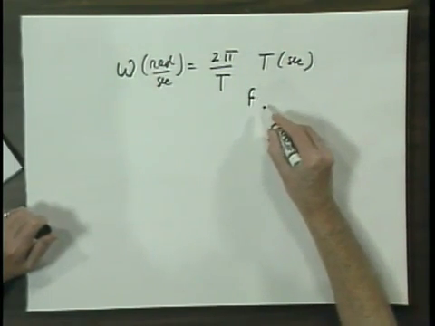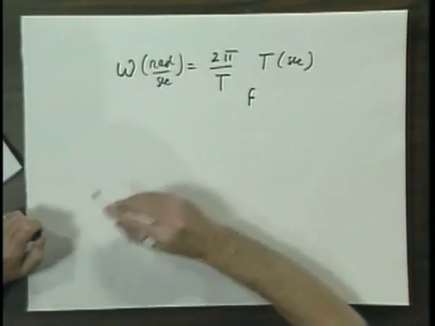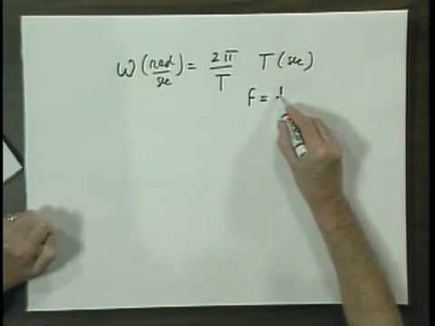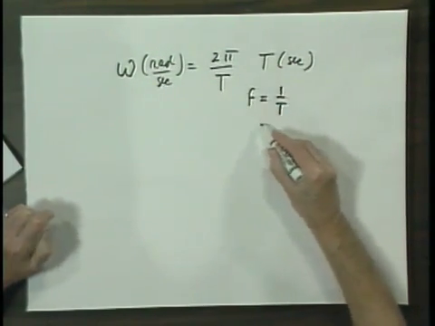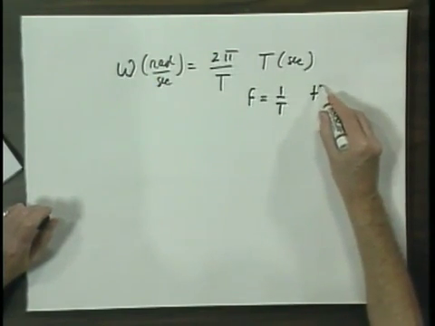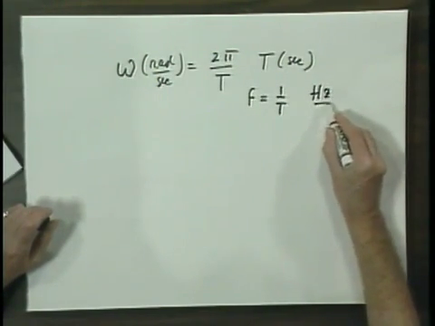And the frequency, not to be confused with the angular frequency, is 1 divided by T. This is the number of oscillations per second, which we often also express in terms of hertz.